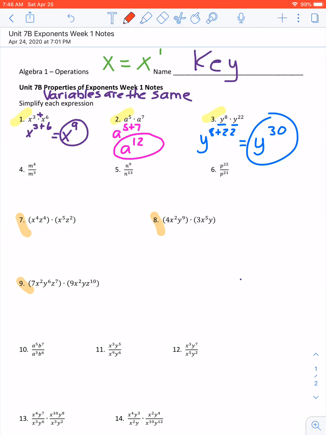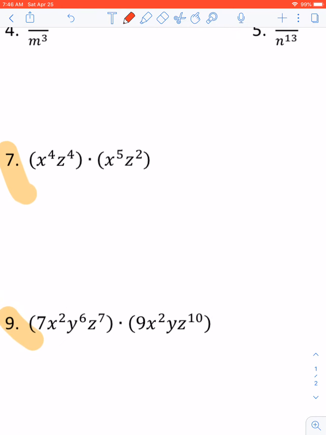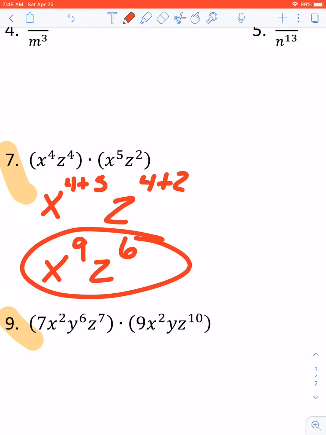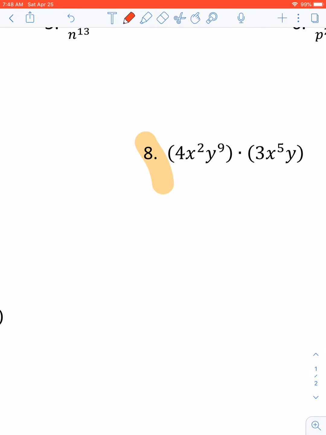So before, what we did is when the variables are the same, we add the exponents. The same is true here. We're multiplying, so if the variables are the same, we're going to add like exponents. So I get 4 plus 5 for x and 4 plus 2 for z. So I end up with x^9, z^6, and we're done. We can't combine x and z because they are different variables. So again, when you're multiplying like bases, like variables, you add the exponents. Okay? So let's go on here to number 8.